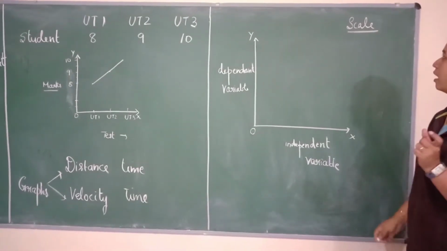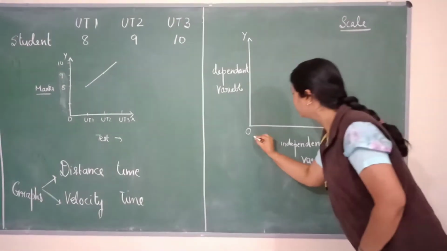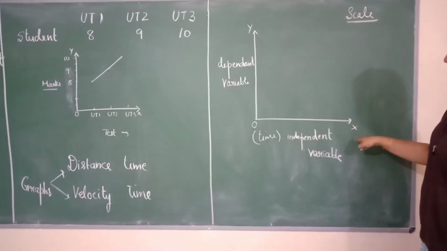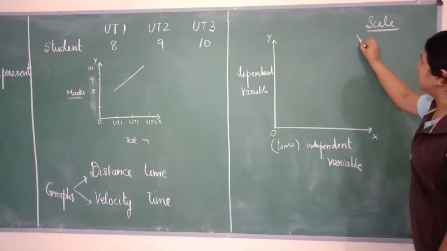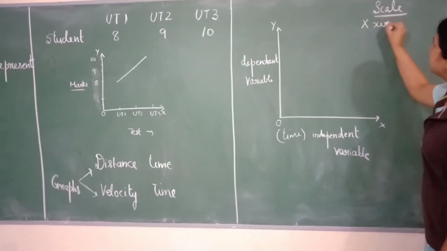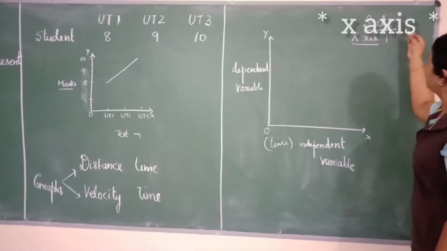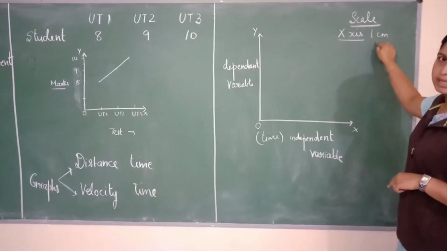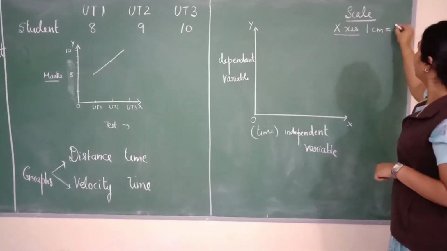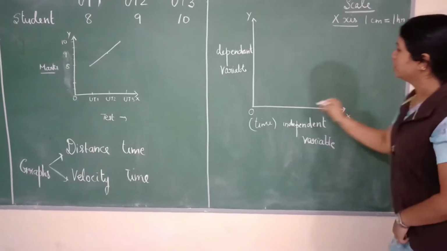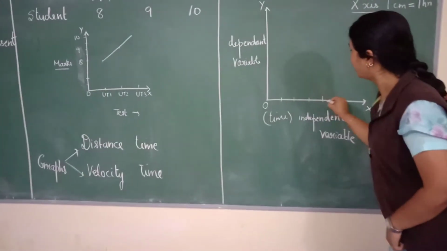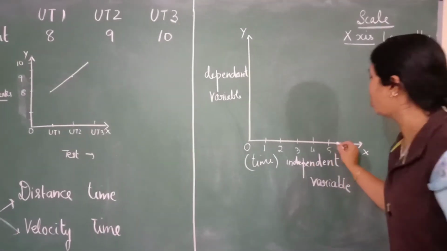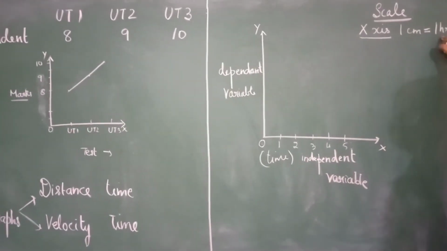So if you have seen the graph, in case I am taking time on the x-axis, then I will represent here on the x-axis 1 centimeter. You will see 1 square, right? So that is equivalent to 1 centimeter is equal to, maybe we will take it as 1 hour. So if I am plotting here, I can plot it as 1, 2, 3, 4, 5 and so on, and each centimeter will be equal to 1 hour.